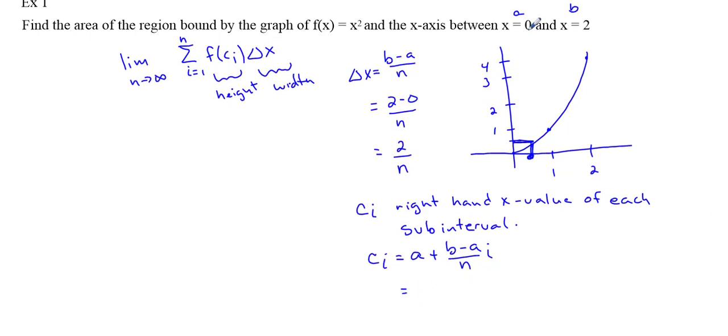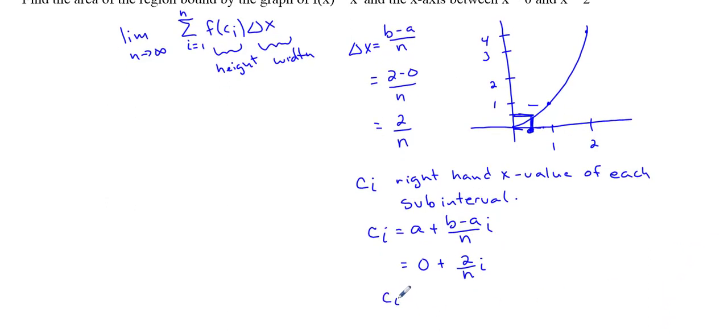It's going to be our starting value, 0, plus, isn't b minus a over n, that's just delta x, right? That just gets us to the next subinterval, okay? And that's where the i comes in, because the first subinterval gets you over here: your change in x, 0 plus change in x. Then you multiply by 2 for your next term. That gets you over to this one, right? Multiply by 3 gets you over to the next one, okay? So in this case, c sub i equals 2 over n times i.